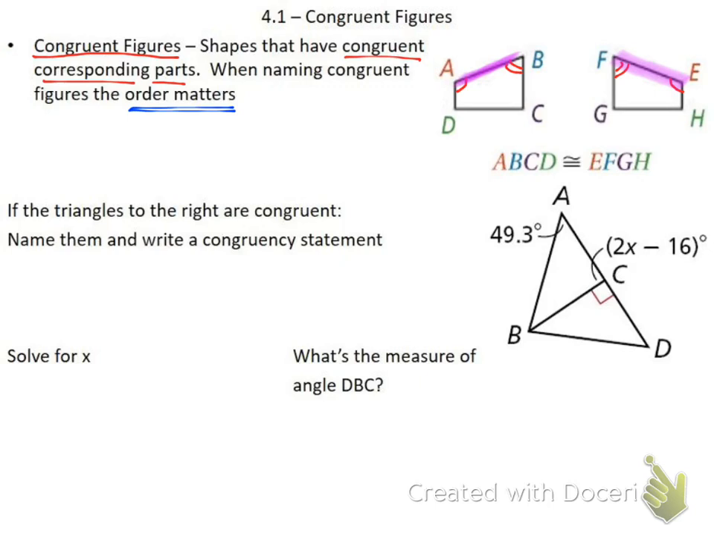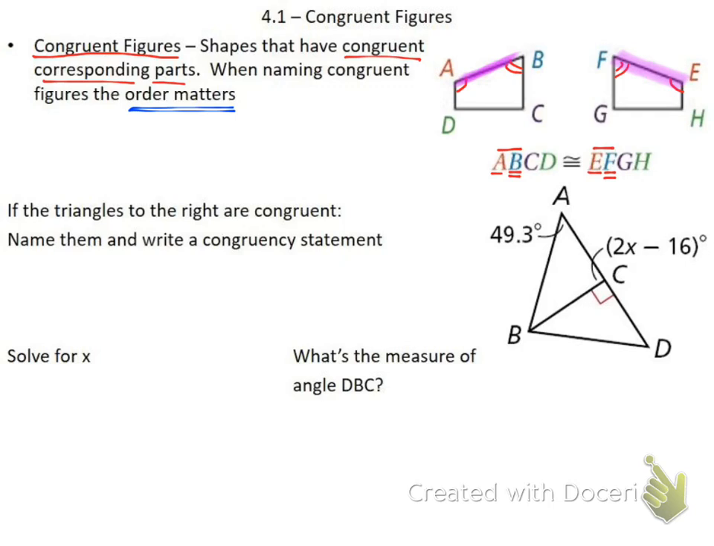If I look over here at my congruency statement, I will notice that angle A and angle E are equal to each other, just like we said. Angle B is equal to angle F, and so on. Segment AB is equal to EF. So the letters matter. The first letters are going to be equal to each other. The second letters will be equal to each other, and so on. Same thing will go with the segments. The order that we put them in matters.